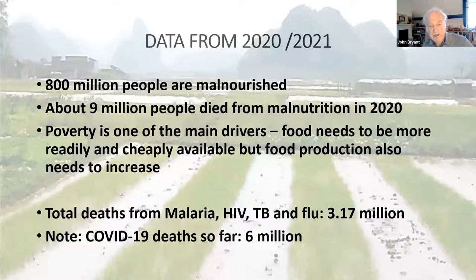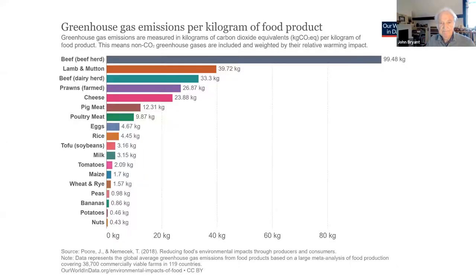And if we look at COVID, the world number of COVID deaths so far is 6 million since the end of 2019. So that's doing pretty well as a virus, sadly. So let's have a quick look at some of the issues before we wind up.